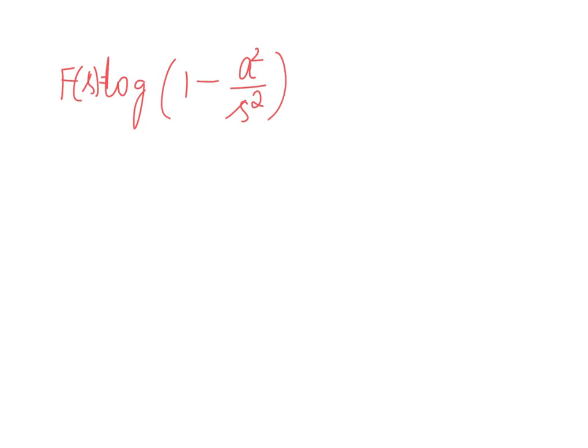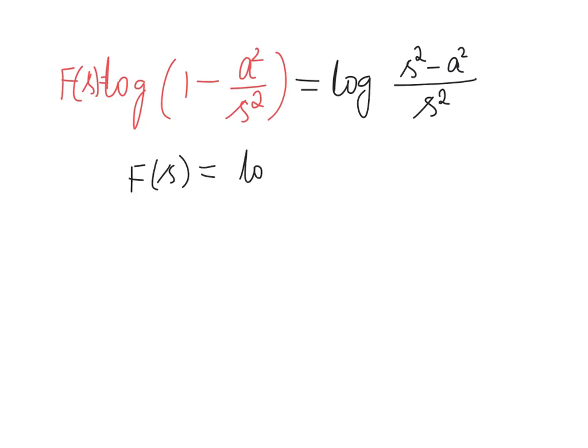First let us simplify. This can be written as log, taking s square as the LCM, so it is s square minus a square over s square. Then it is in the form of log m by n, which can be split. So you can write f of s as log of s square minus a square minus log s square, which can also be written in simple form as 2 log s.